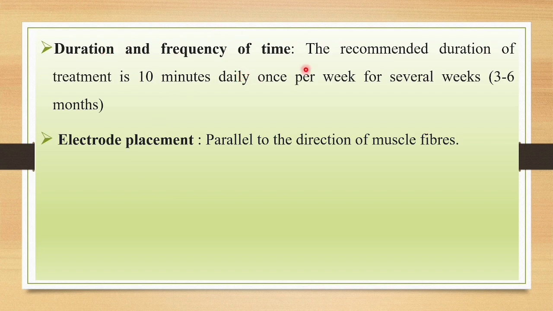And the duration and frequency of treatment: the recommended duration of treatment is 10 minutes, once daily, for several weeks. In order to have a better strength gain, this should be followed for at least 3 to 6 months, one session per day. We need to use this modality for 3 to 6 months. Electrode placement: the electrodes should be placed parallel to the direction of the muscle fibers.